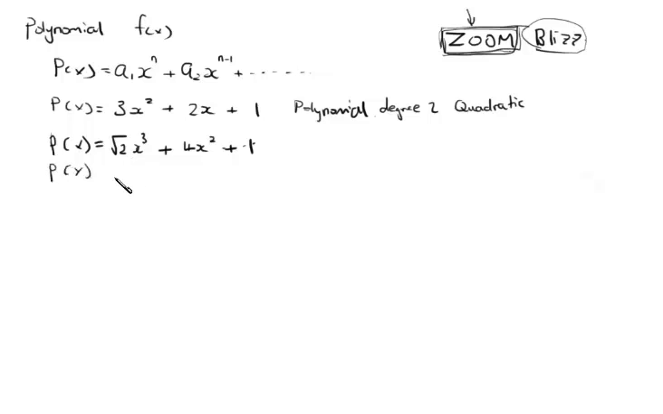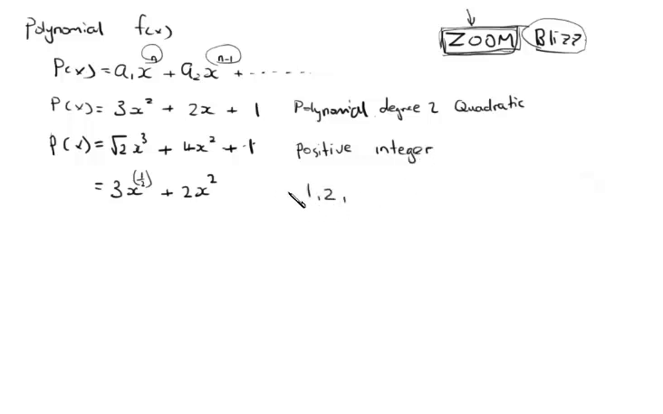So polynomial. If you have something like 3x to the power of half plus 2x to the power of 2, this is not a polynomial. The reason is you cannot have x to the power of a non-integer. For a polynomial, the exponent n has to be a non-negative integer. So 0 is fine, 1, 2, 3, 4, etc. Even negative is not okay.